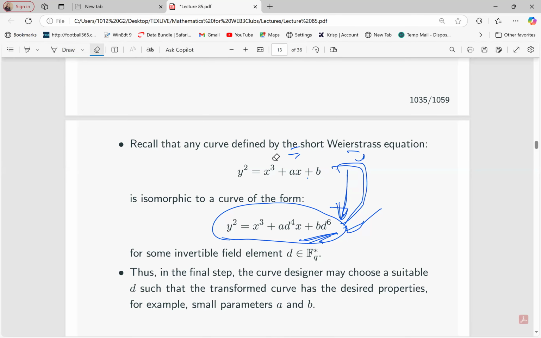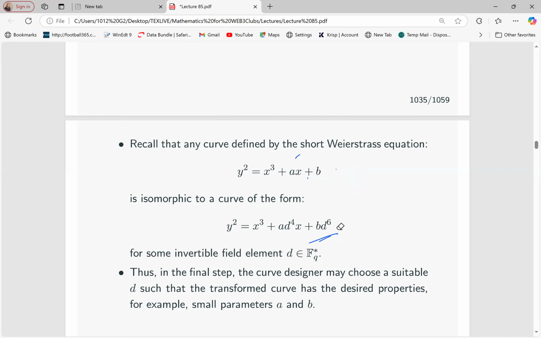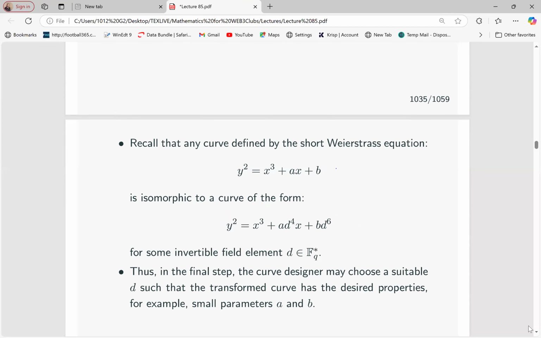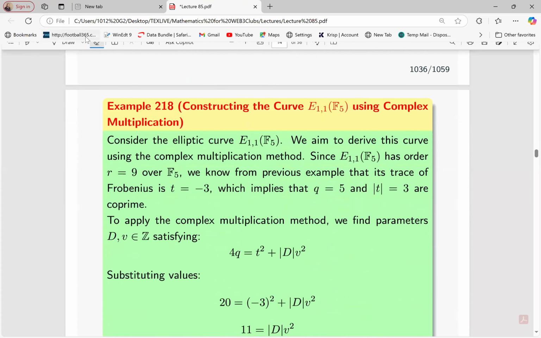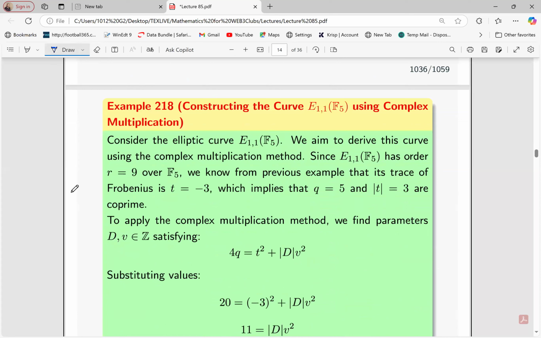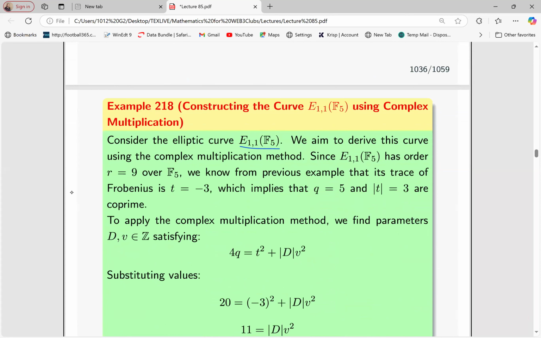Now, I just want to take you through an example slowly, putting together all the factors we have just learned. I'm beginning from what we know. We know this curve is y squared equals x cubed plus x plus 1. But we want to assume we don't know, and then work on it until we arrive at this elliptic curve. That's what we want to do.